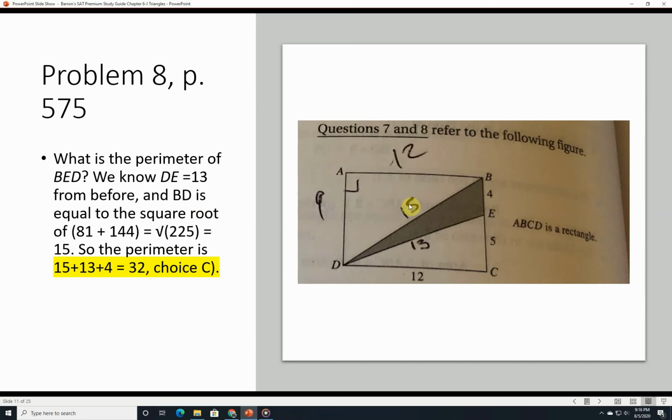Anyway, so the perimeter is going to be 15 plus 4 plus 13, which sums up to 32, which is choice C.